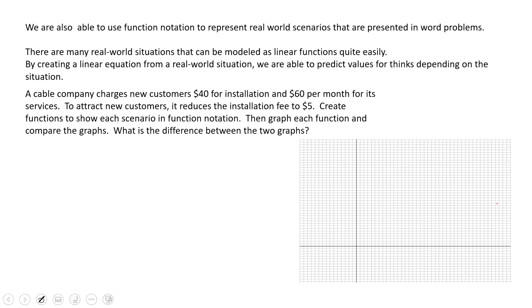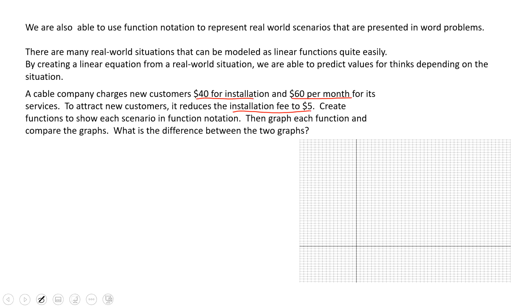Now we get into where we can start modeling these equations and modeling problems with function notation for real world examples. So here we are. Like I said, we can model a lot of these real world situations as linear equations depending on what we're looking at. So here's an example where we have a cable company charges $40 for installation and then $60 per month. It reduces its installation fee to attract new customers. It reduces its installation fee to $5. And we're asked to create functions to show each scenario in function notation, then graph each function and compare the graphs.